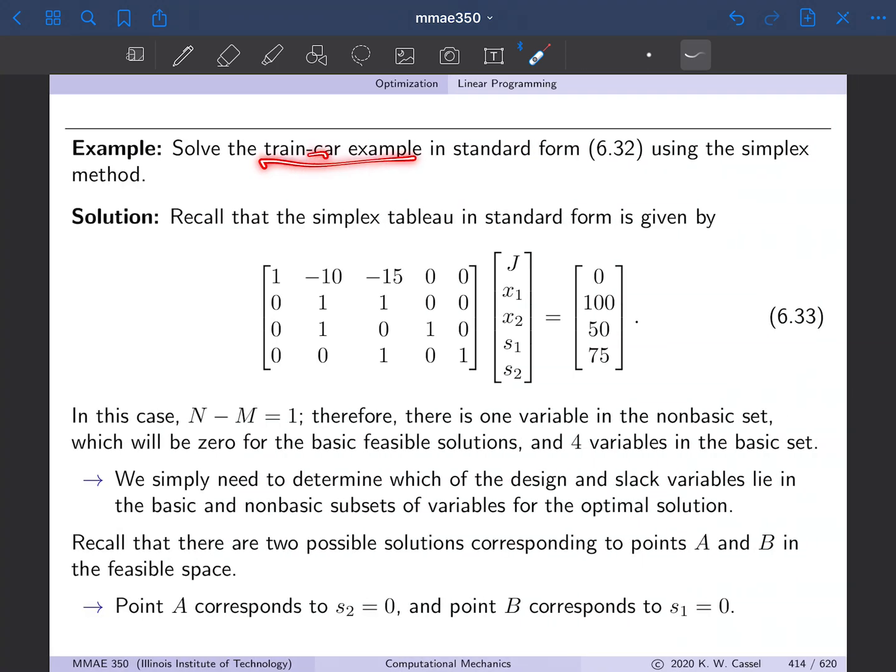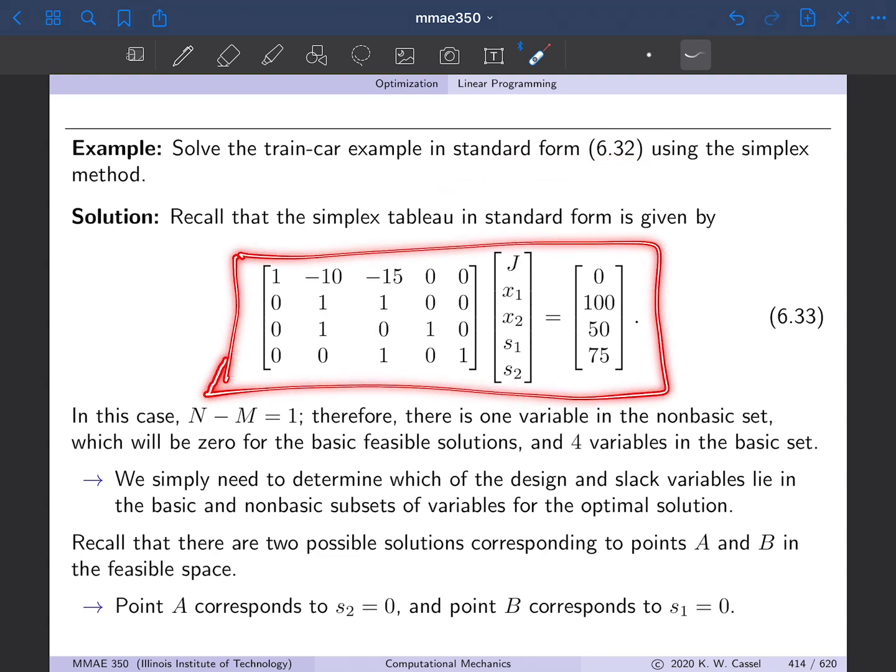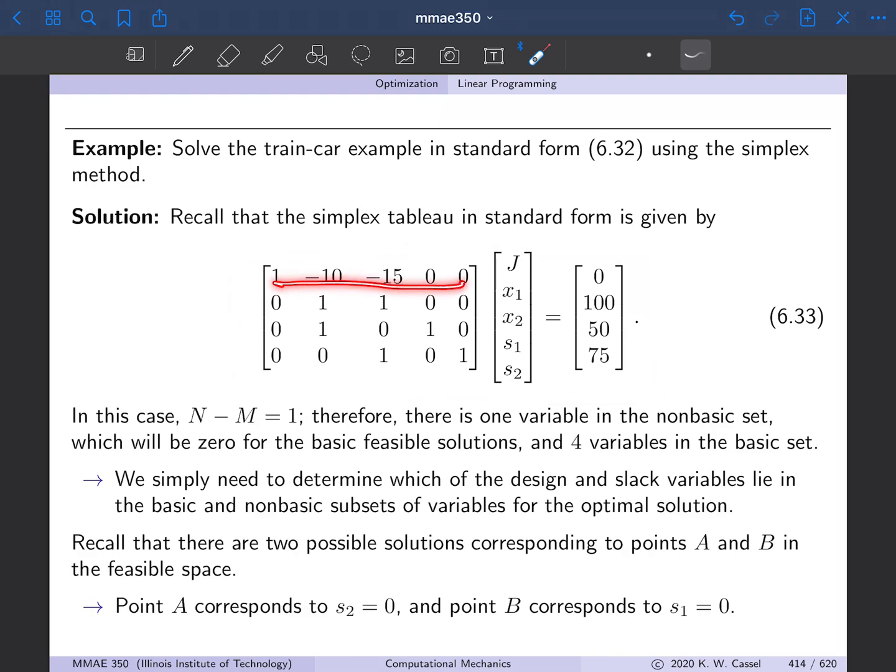All right, so let's look at our train car example. Again, in standard form, that was equation 632. You can look back at that. We just wrote that a couple slides ago. So this was the simplex tableau of the train car example, exactly like we had before. So again, first row is the objective function. Rows 2, 3, and 4 are the Ax equals b. So that's the constraints, the equality constraints.